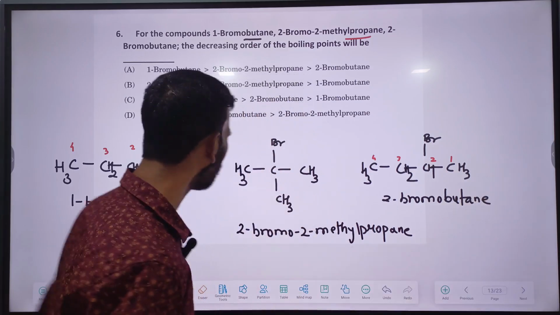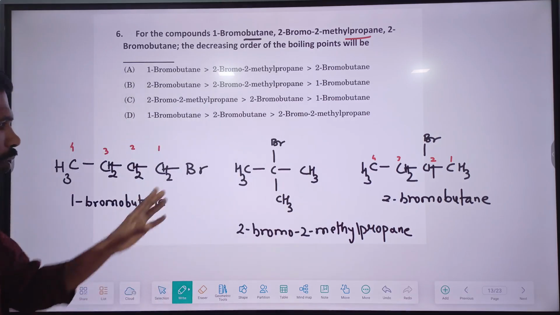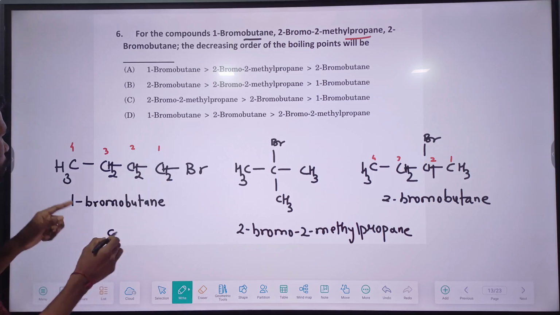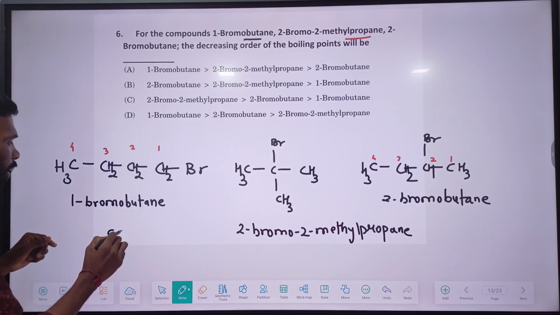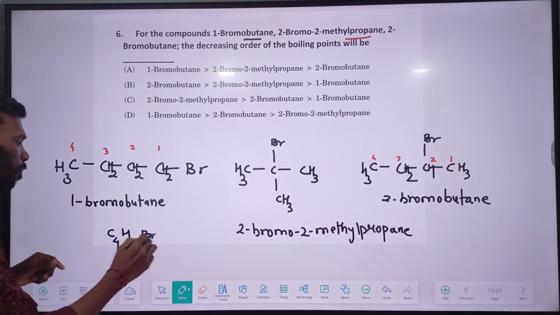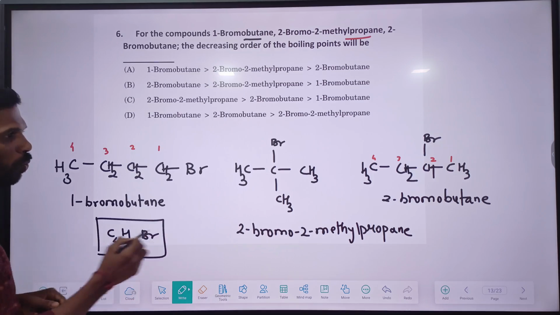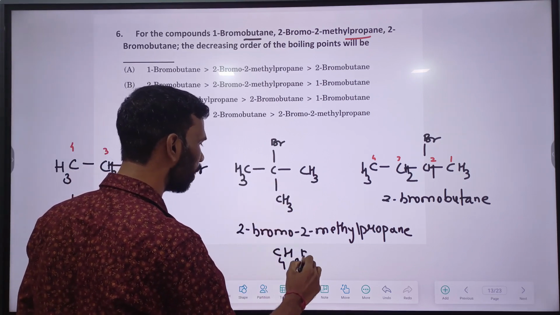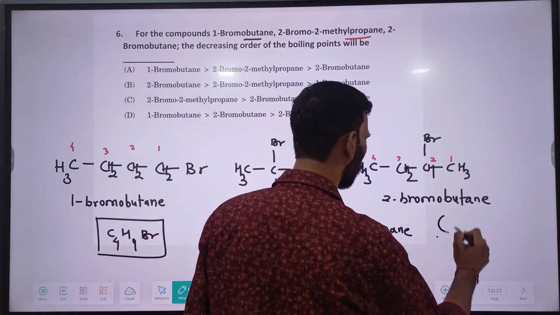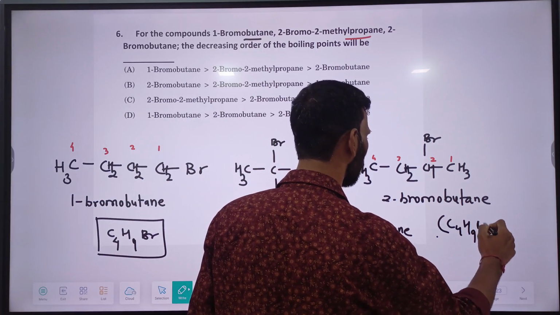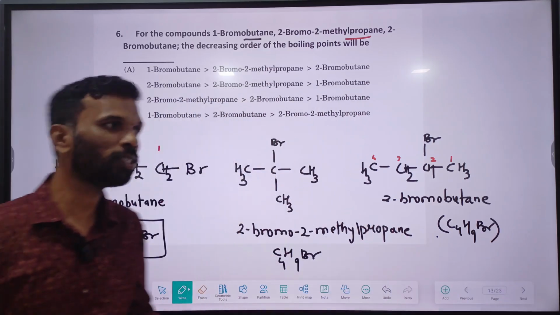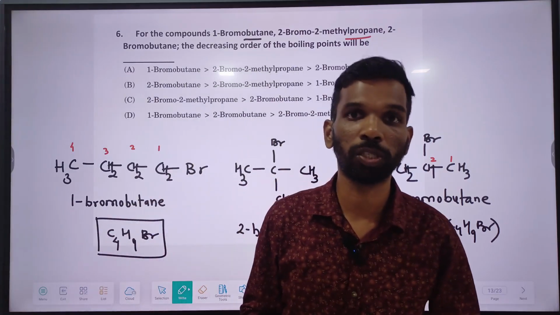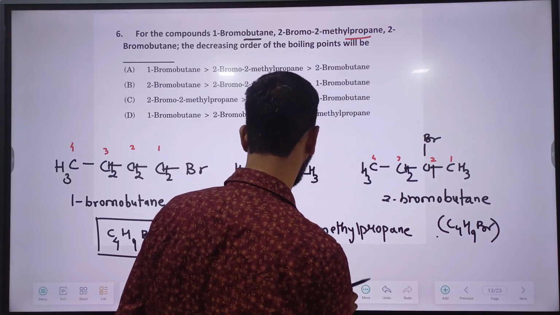But over here, all these are isomers. I'll write C4, 1, 2, 3, 4, how many hydrogens? 6, 7, 8, 9, H9 and Br. C4H9Br. Over here there are 1, 2, 3, 4, 9 hydrogens, C4H9Br. This is also C4H9Br. So for isomers, the boiling point is inversely proportional to the branching. Make a note of this.